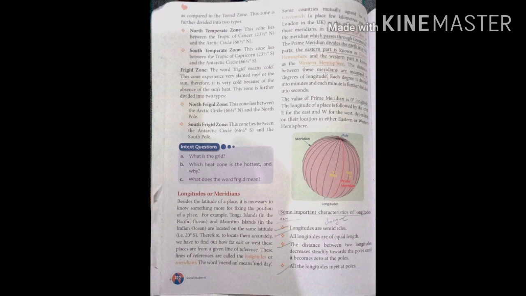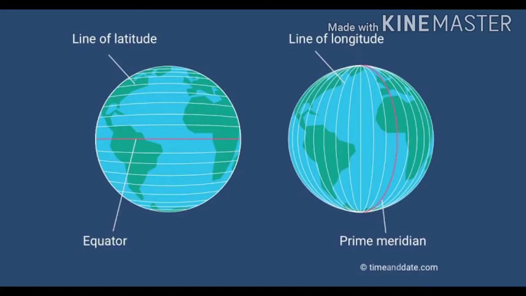from a given line of reference, and this line of reference is called longitudes or meridians. The word meridian means midday. Now we'll continue this topic in our next class.